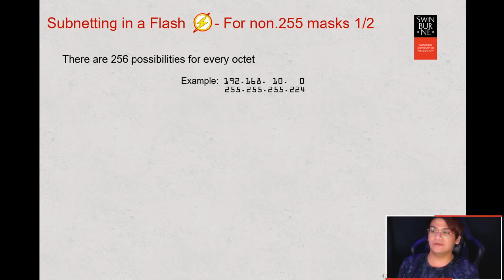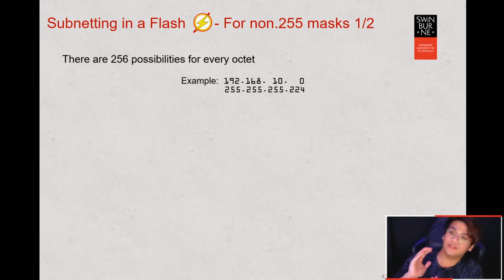Next is a technique called subnetting in a flash for non-255 masks. If you receive a non-255 mask, maybe /26, /27, /28, /17 or something, alright, one that's not ending in 255, you can do this.